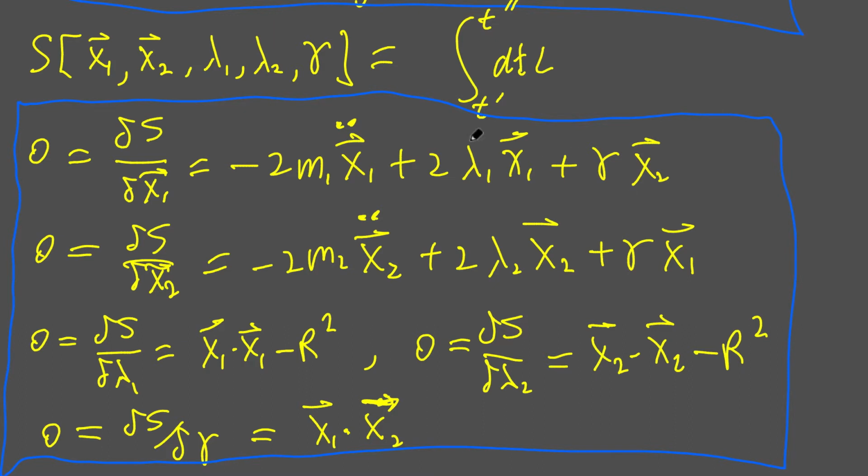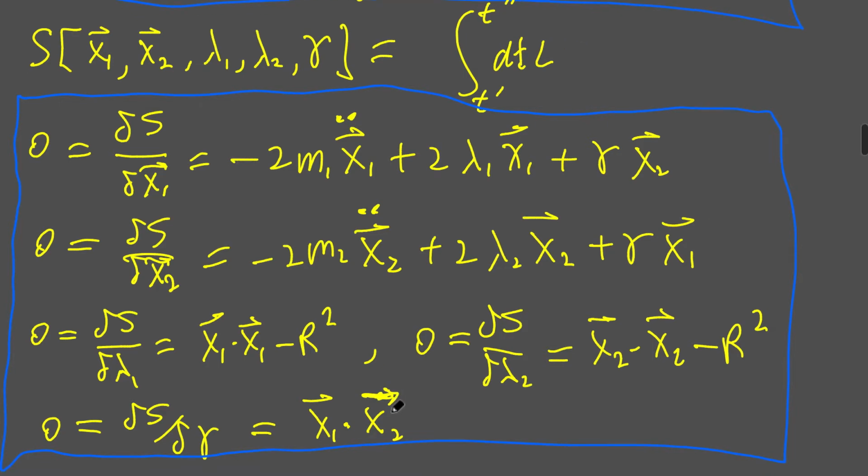Then substitute that back into these equations, and what you're left with is differential equations for x1 and x2 alone without any Lagrange multipliers. Right, so let's do that. First, we differentiate these three constraints. We'll differentiate them once in time and then again.